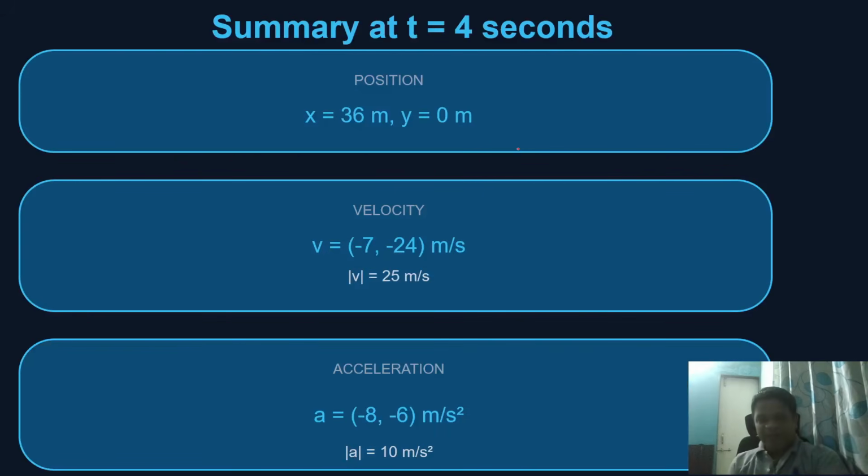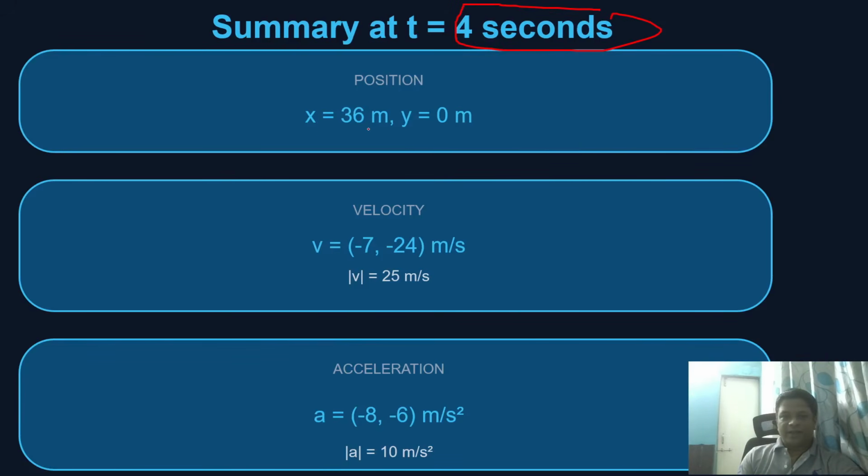Okay, so this way we have calculated. Just to summarize the answer for you. Position of the particle after 4 seconds will be the x and y components, then velocity, these are the components, and this is the magnitude. For acceleration, these are the components in x and y direction, and this is the magnitude. Okay, this way you can calculate it very easily.